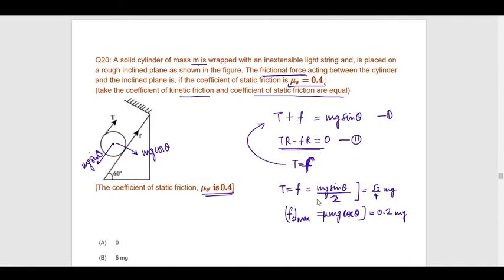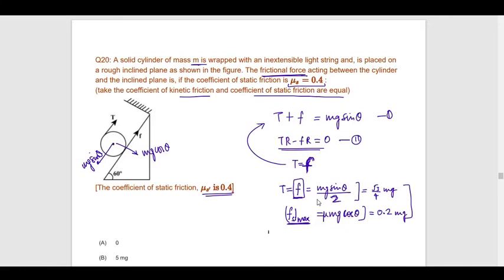So clearly from the comparison, we can say that the value of friction required to keep the body in equilibrium in static condition is greater than the available value, that is the limiting friction. Since limiting friction is smaller than the required value of friction to keep the cylinder at rest, the cylinder cannot remain at rest, and therefore it is going to slip in the downward direction, or in the upward direction, depending upon the value of T. But it will not be in static condition.